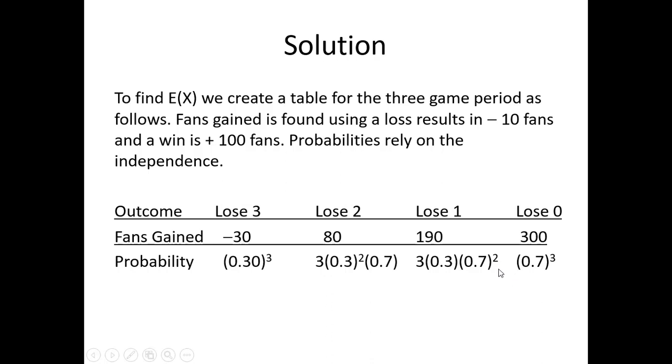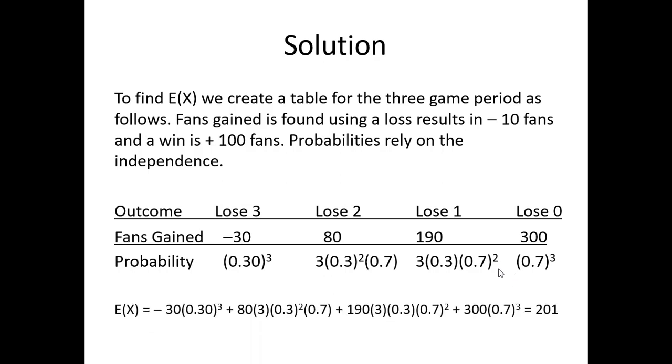So to get the expected value, what we have to do is start looking at these products. So minus 30 times 0.3 cubed plus 80 times this probability and so on. And if we work it out, round it off, we will get 201. So that is the expectation. Again, you might find some shortcuts, but this is basically a binomial distribution problem.